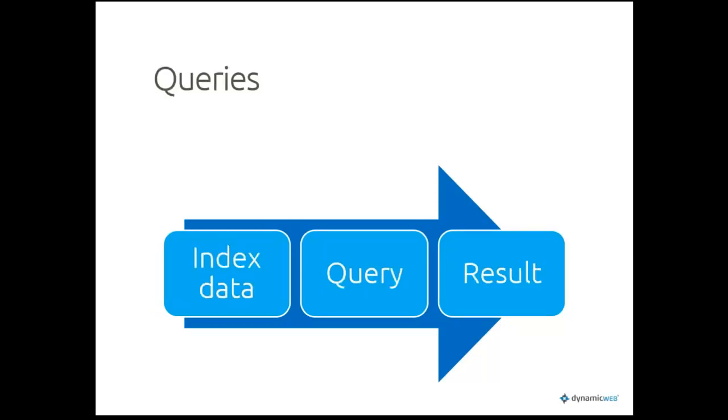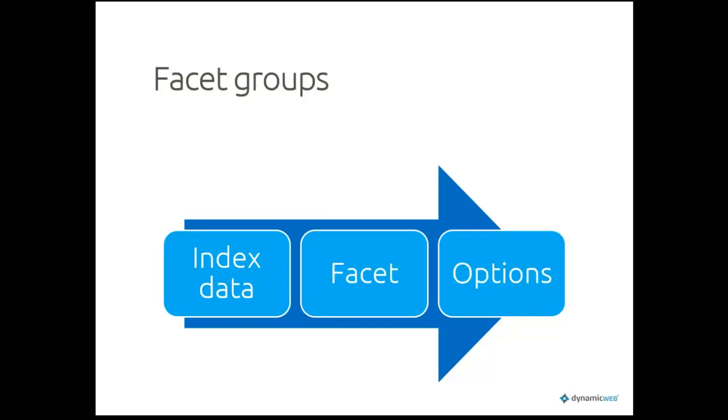Queries work on top of the indexed data, the stored data against which we run the query, and that produces a result. And lastly, facet groups again work on the indexed data, and then you say, okay, for this specific field, what values does it have, and that produces a list of options. Okay, so let's see that in action.